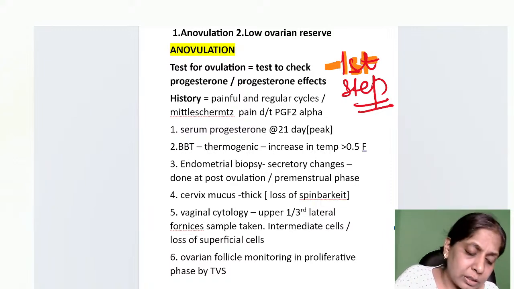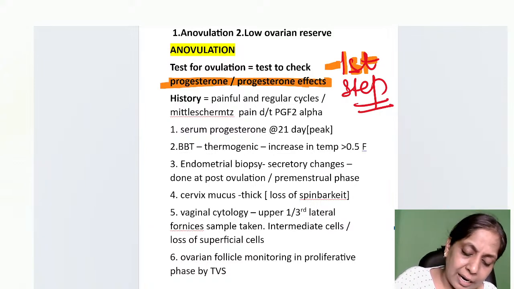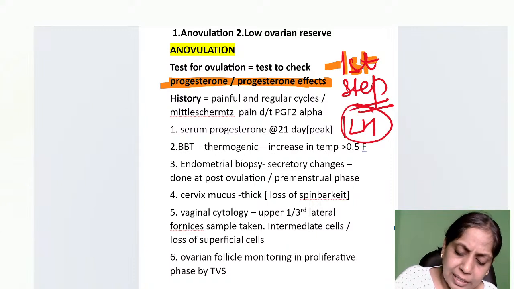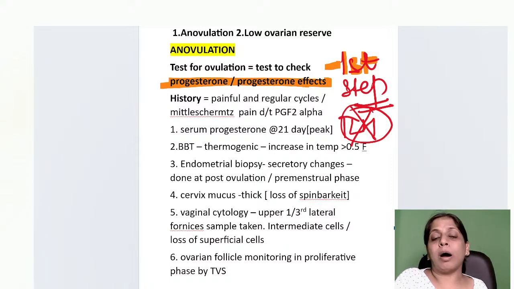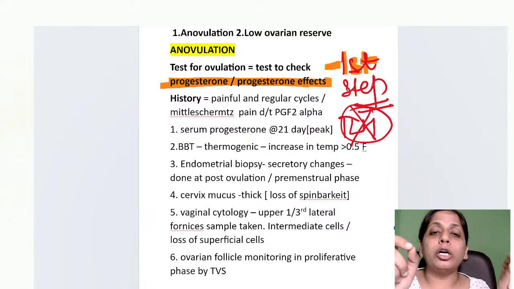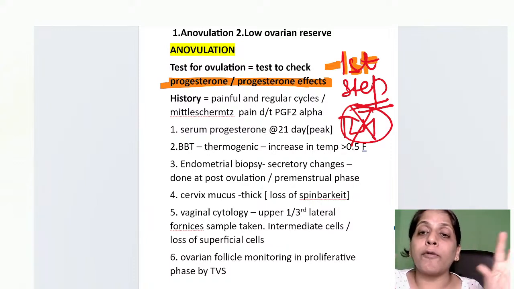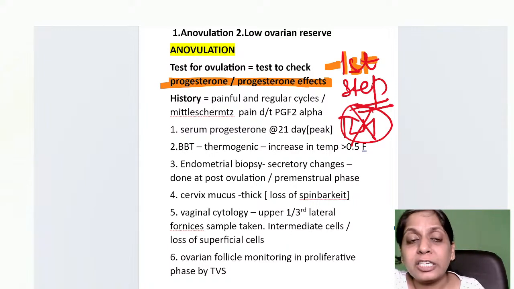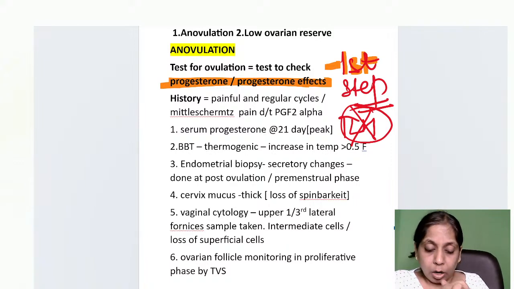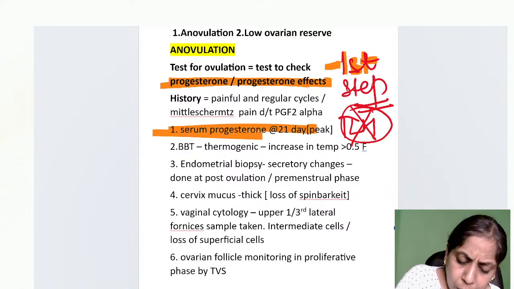So the single most reliable test, please don't write LH in the exam, is not the increased LH. We don't check ovulation by LH, because the increase in LH is for a very small duration, right? And progesterone is increased for 14 days. We can effectively check the presence of ovulation by progesterone or its effect. So progesterone is checked on day 21.